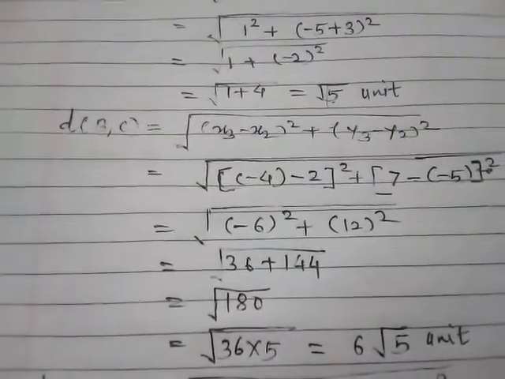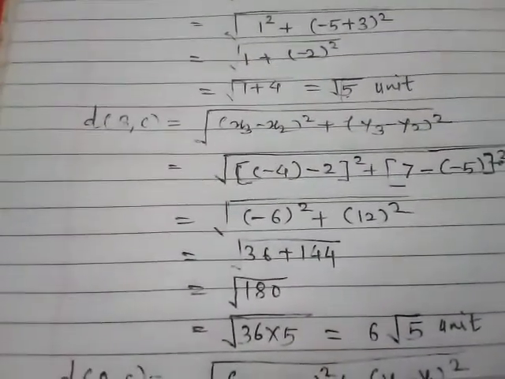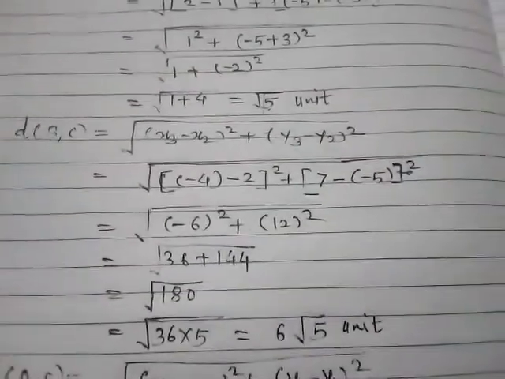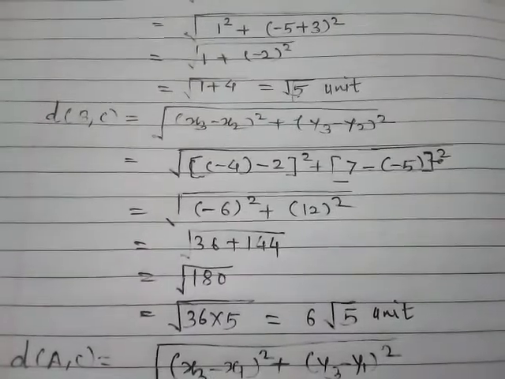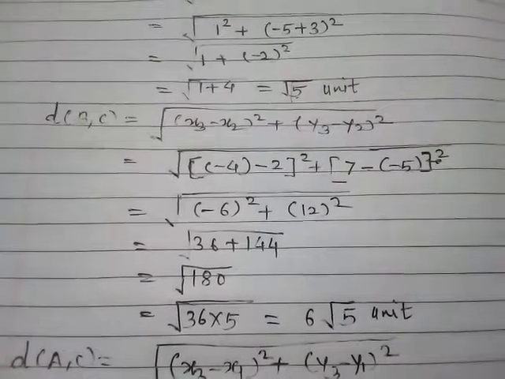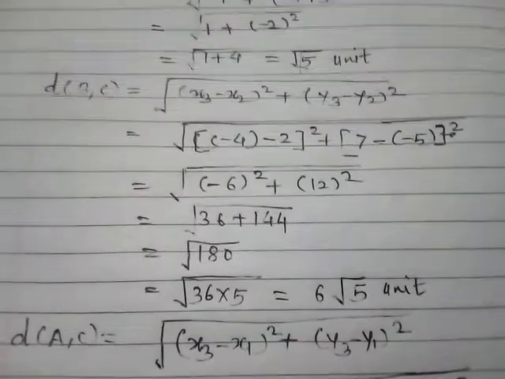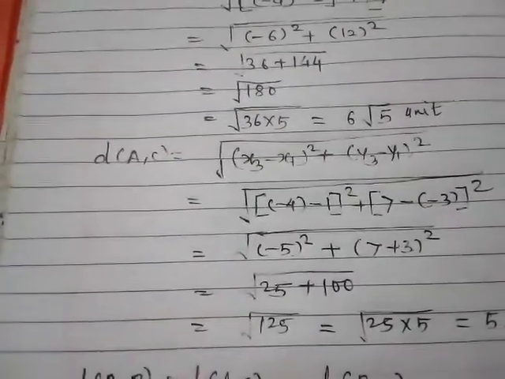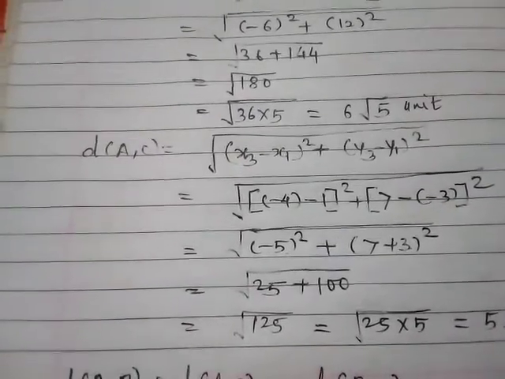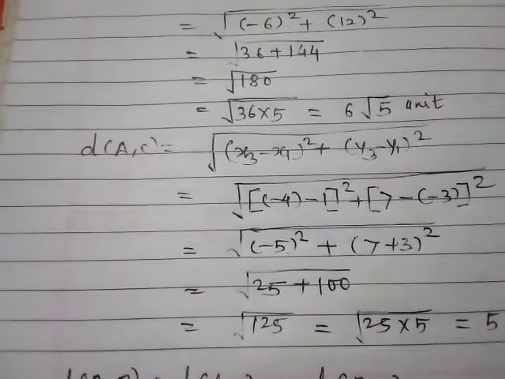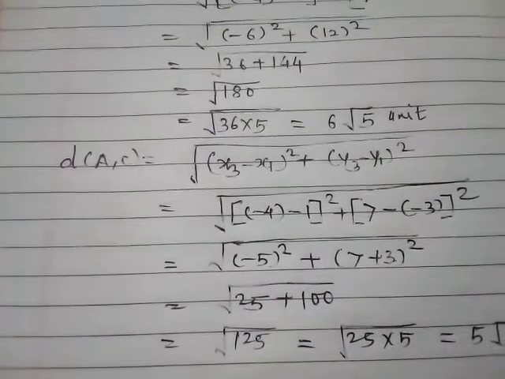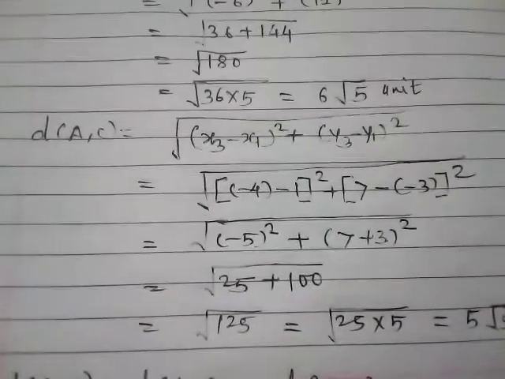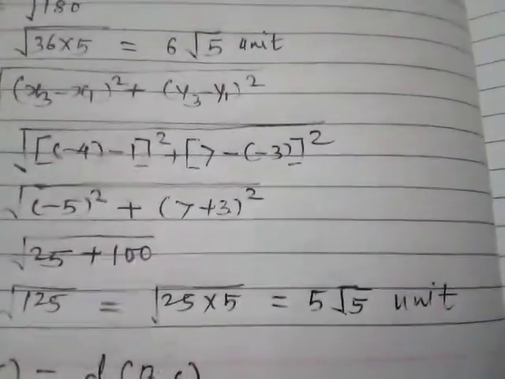Let's take distance BC. Coordinates of B are x2, y2 and of C are x3, y3. Therefore the formula is modified as the square root of (x3 minus x2) squared plus (y3 minus y2) squared. Putting these values, we get the answer 6 root 5 units. The last distance is AC. Coordinates of A are x1, y1 and of C are x3, y3. Therefore the formula is modified as the square root of (x3 minus x1) squared plus (y3 minus y1) squared. By putting all these values, we get the answer 5 root 5 units.